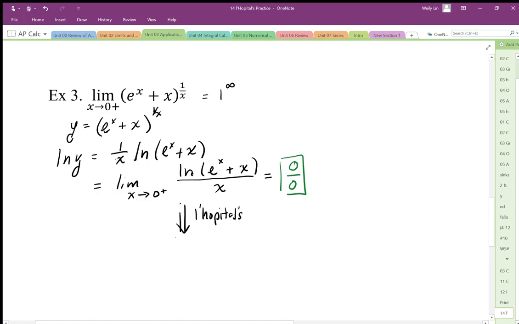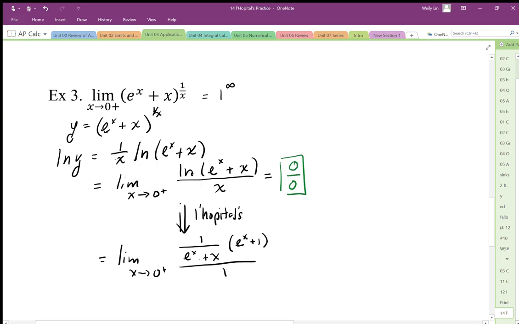Okay, so L'Hopital's rule, we end up with the limit as x approaches 0 from the positive side. The derivative of that is going to be 1 over e to the x plus x. Chain rule, so we're going to end up with times e to the x plus 1 all over 1.